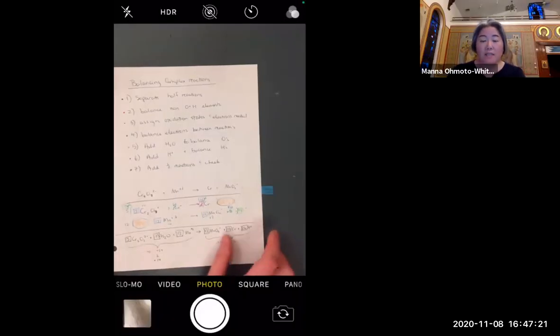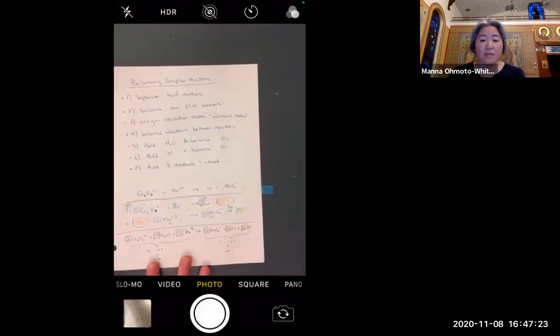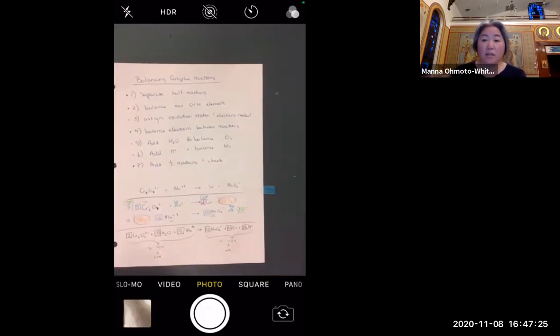Now we're going to look at balancing complex reactions. So complex reactions involve things like oxygen, usually as part of a polyatomic ion. So there are 7 steps that you need to follow.